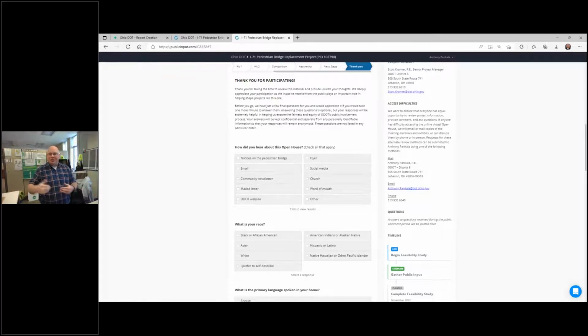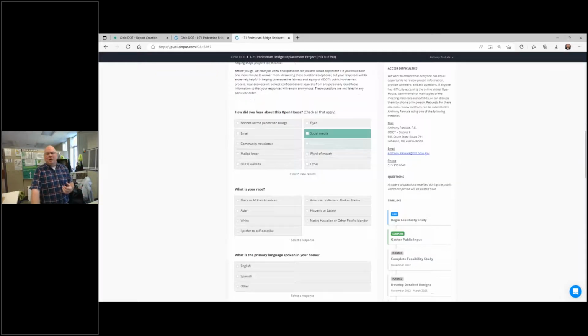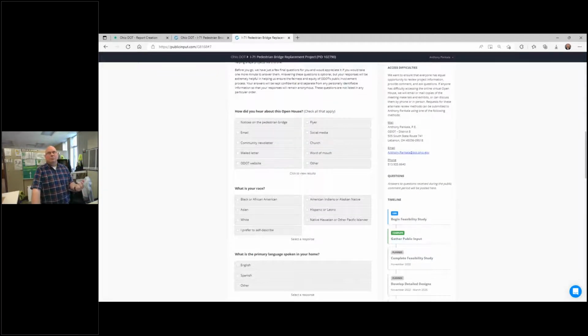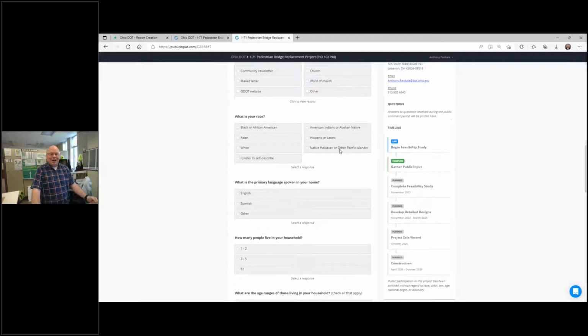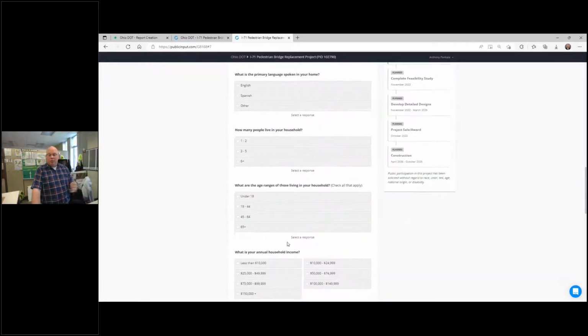Now, if they wanted to, they could leave. We've already asked important questions, but we still want to get just a little bit more information from them if they're willing to provide it. And on this tab, we're asking the demographic questions, stuff that the public may not be so open with, I guess you could say, about race, language, income.